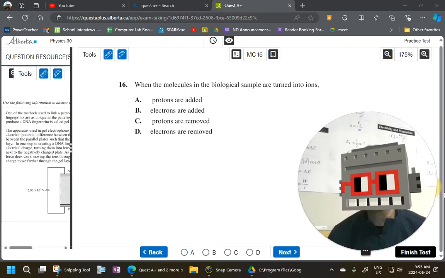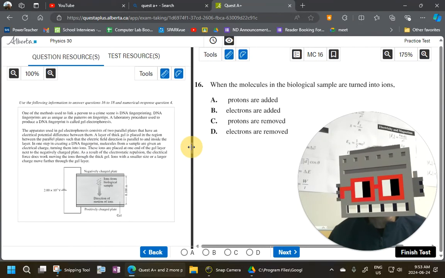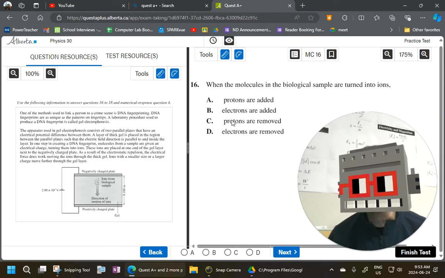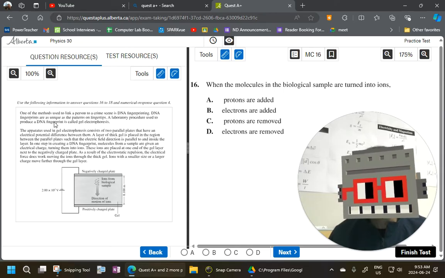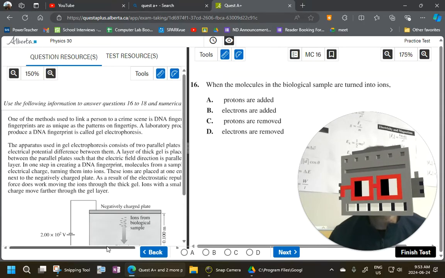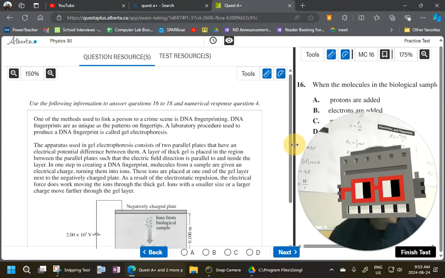When molecules in biological samples alternate ions, let's go see what kind of ions we're creating here. Well, we can't add or remove protons. It's all about electrons. But what kind of ions are they? Positive or negative ions? Gotta read through this here.